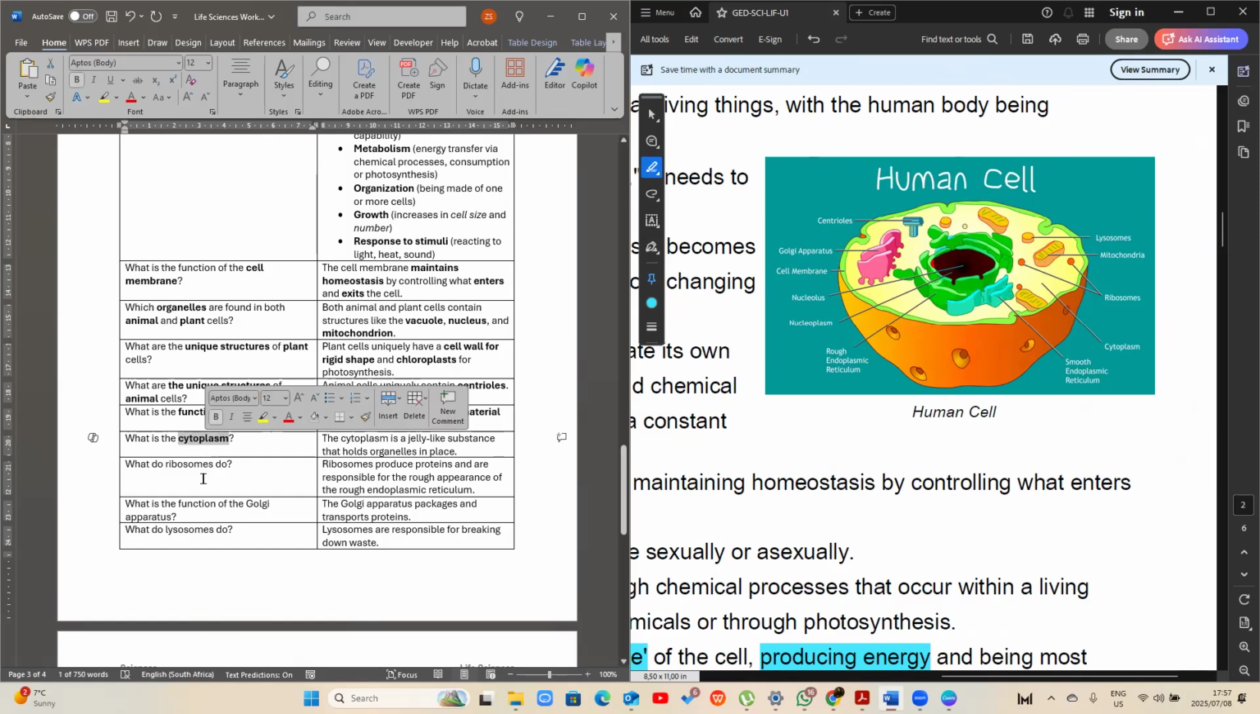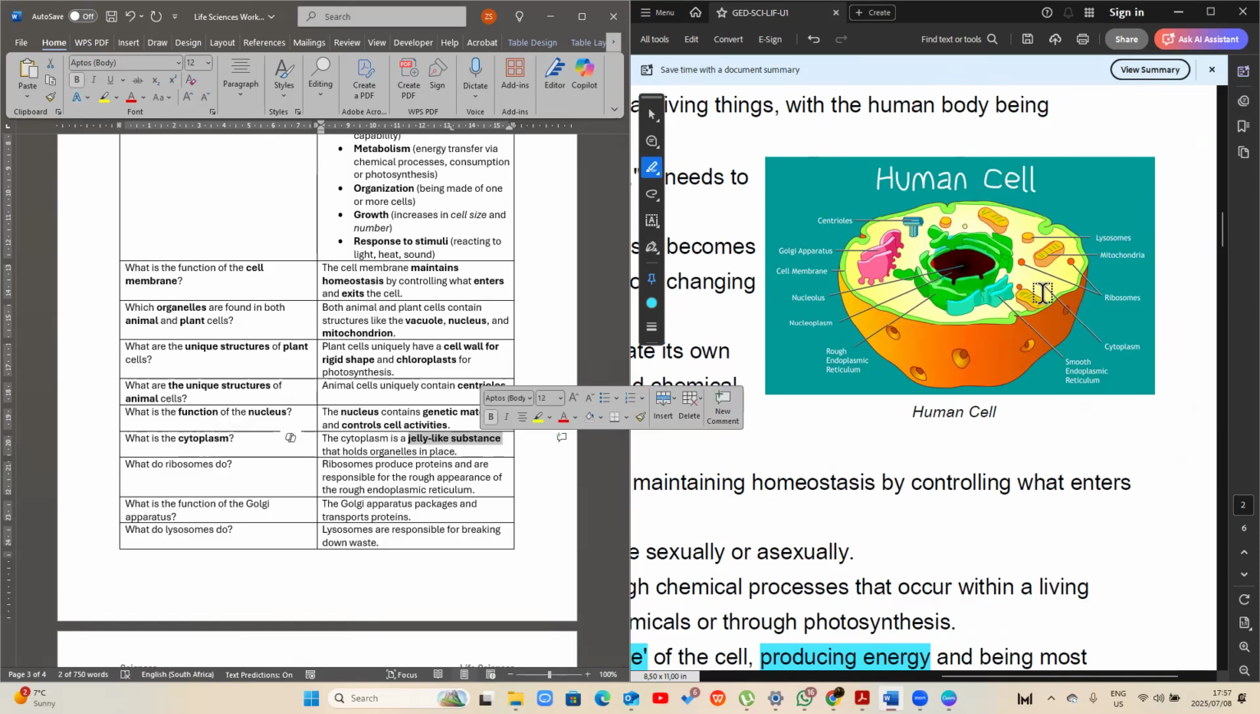Now, within the cell, we also have cytoplasm. And cytoplasm is a jelly-like substance within the cell that holds all the organelles in place. So all of the different parts of the cell that we're referring to, the mitochondria, the centriole, all of those are referred to as organelles. And it works the same as when we refer to our organs in our body. Our organs include the heart, the liver, etc. Now, the organelles of a cell include the centriole for animals, the nucleus, etc.